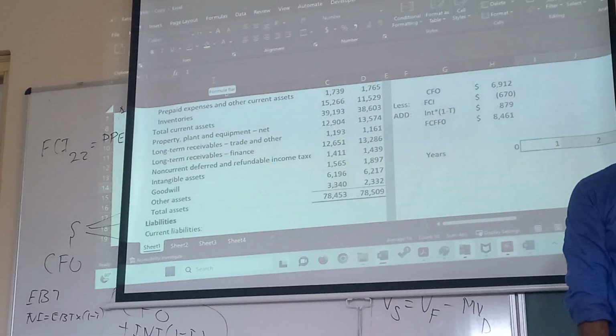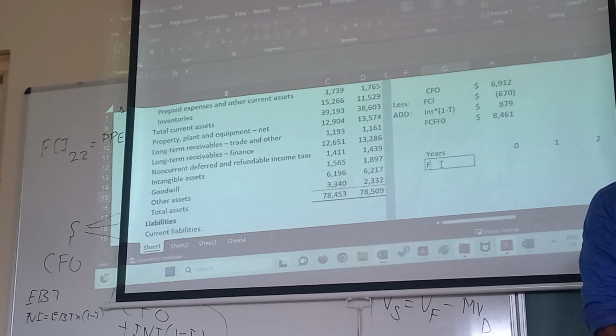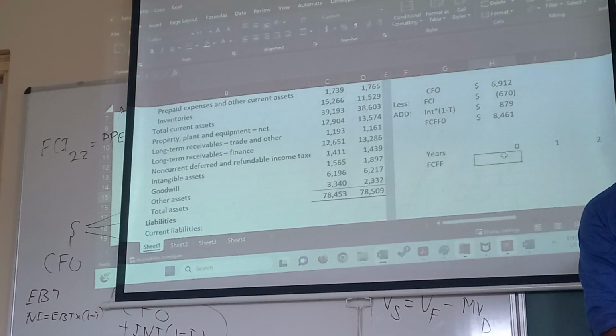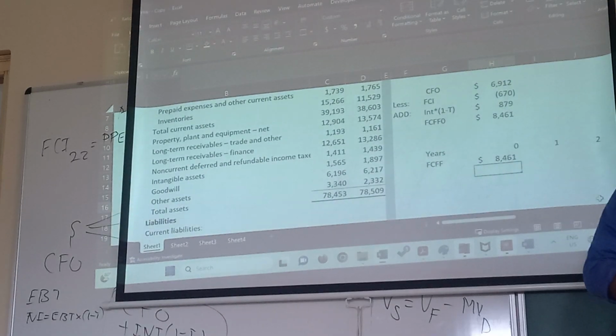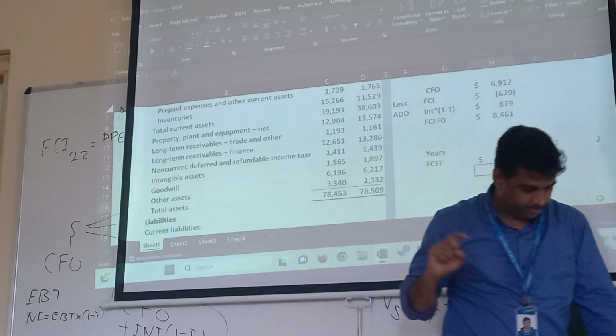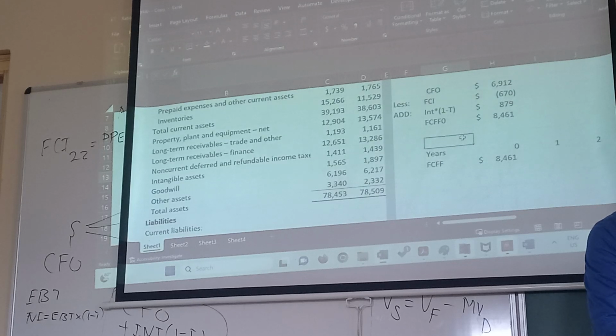Okay. Now guys, your free cash flow to the firm for year 0 is this amount. You need to be very, very careful from here on. Now guys, you need to project the growth rate.